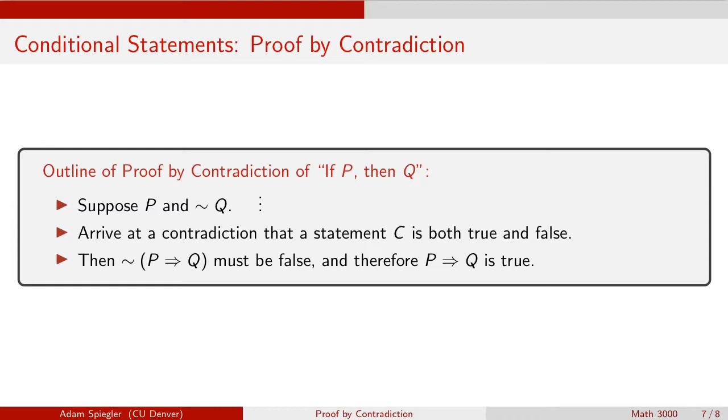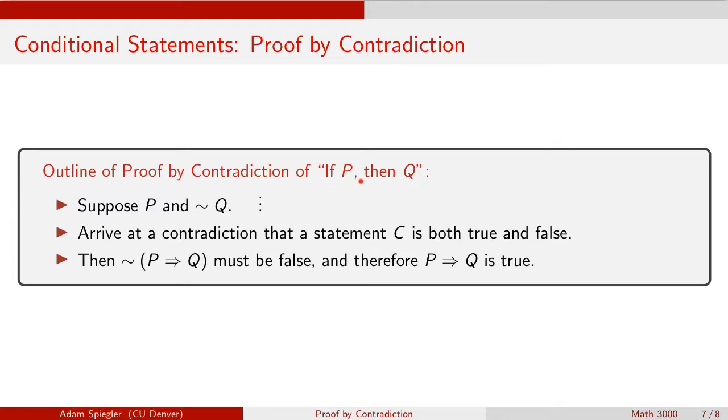And so to just state the general outline for how you prove conditional statements by contradiction, it's not any different than how we started. We suppose the opposite, we suppose the negation of what we're trying to prove, and then hope to get a contradiction.